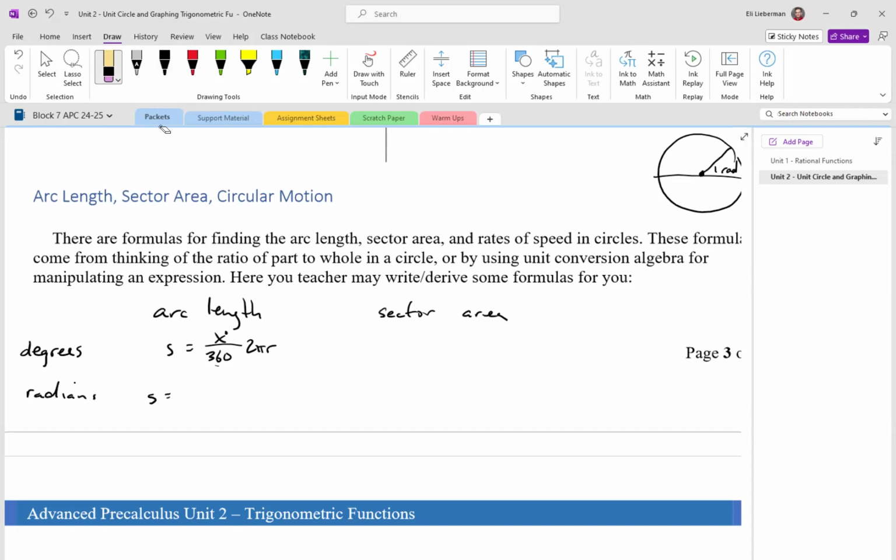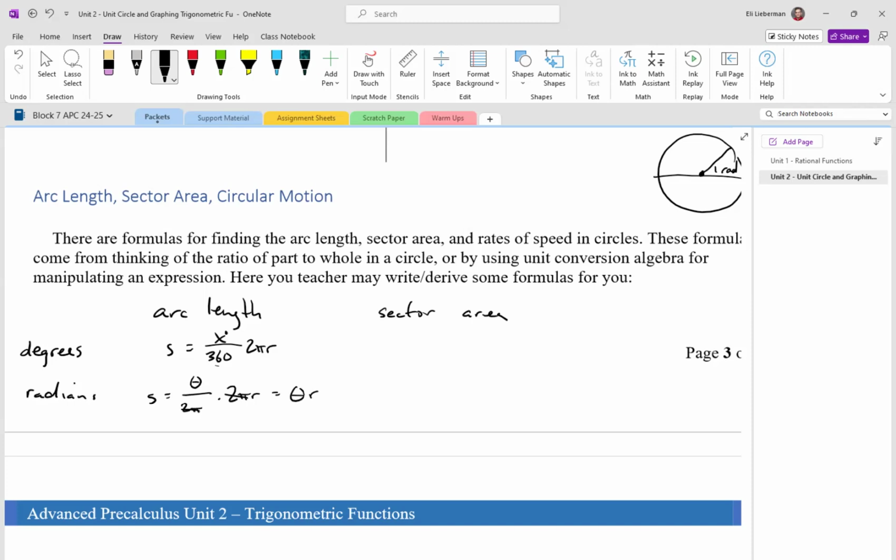What letter do we normally use for angle measures? Theta. Theta out of what? 2 pi times 2 pi r. And notice how this simplifies super nicely, doesn't it? To give us that the arc length is just equal to theta times r. If you know the measure of the angle in radians, just multiply that by the length of the radius to give us the arc length.